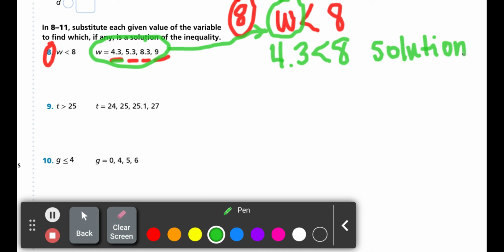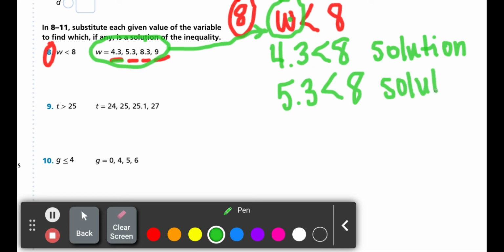Let's try the next one, 5.3. If we plug it in, so I'm going to rewrite that inequality. Instead of writing W, I'm going to plug in that value for W, 5.3. Use the same inequality sign, less than, bring down the 8. So is 5.3 less than 8 a solution, or is it not a solution? Yes, it is a solution. Okay, try the next one.